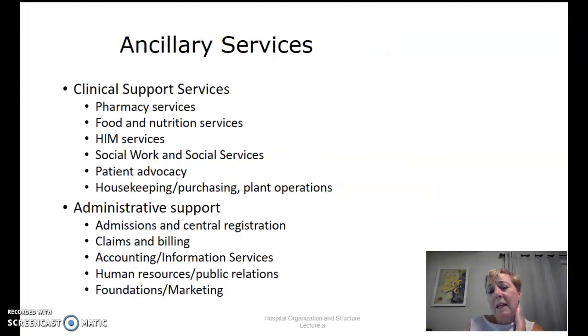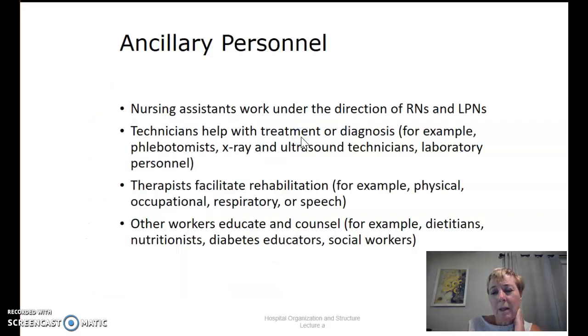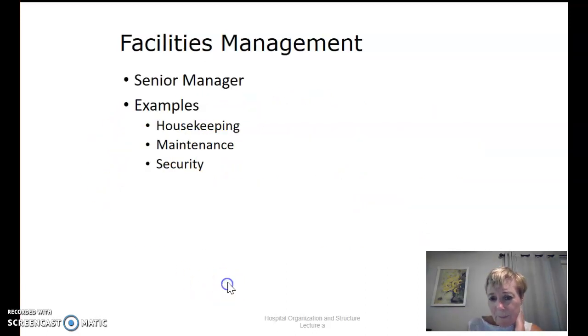This is a little bit of the ancillary services that you'll see in a hospital. Your clinical support, you'll see the list there. You have the administrative support, where you'll see the list there. And then you have ancillary personnel. And if you look at this personnel list, we'll talk about this more when we get to the week for healthcare workforce. But most of these all have to have some kind of specialization and training.